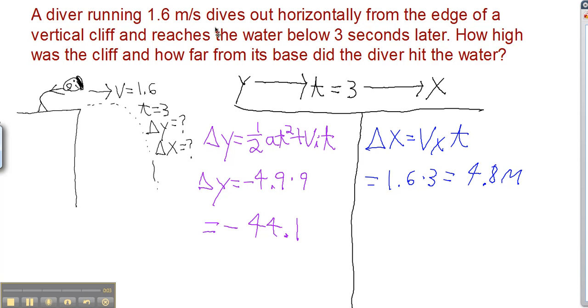A diver running 1.6 meters per second dives out horizontally from the edge of a vertical cliff and reaches the water below 3 seconds later. How high was the cliff and how far from its base did the diver hit the water?